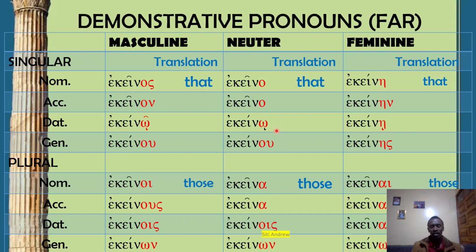And then dative and genitive in both singular and plural look alike. And then in the feminine gender, it will be ekeine. So it's only the ending that changes, which means that. So you can translate in singular as that, but also in plural as those. So that in singular, those in plural.